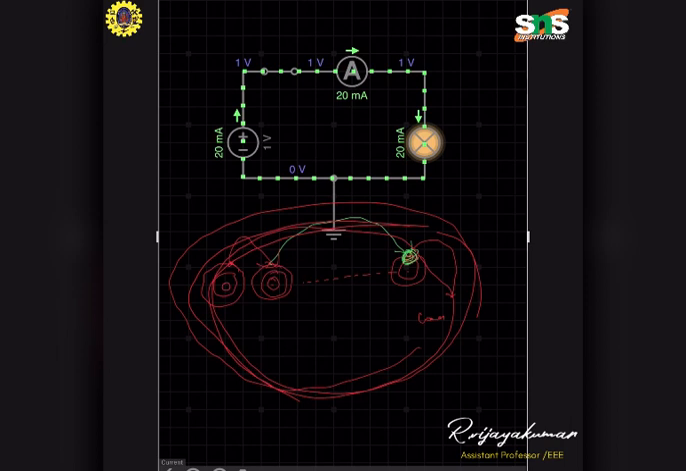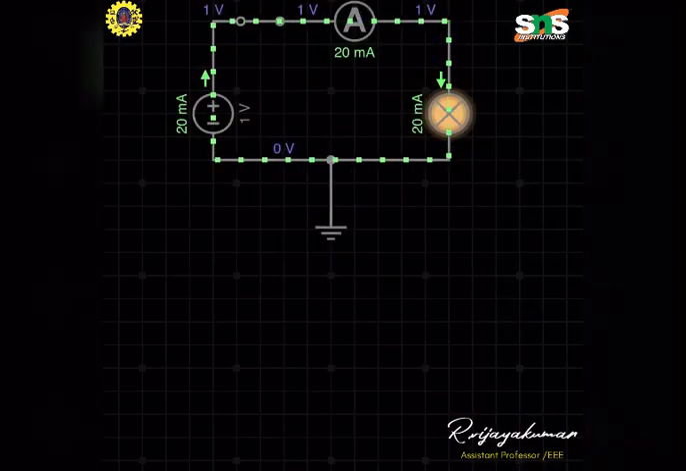Okay, I hope you people understand what current is and how the current moves from one direction to another, and what decides the current flow. All of this is based on the load conditions.